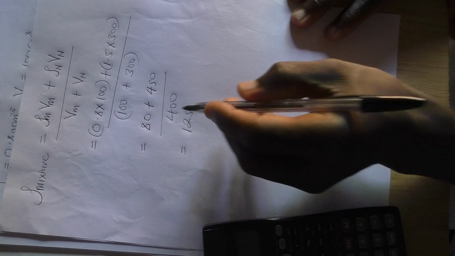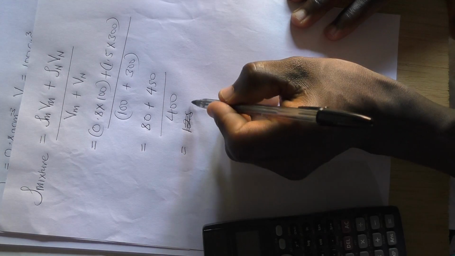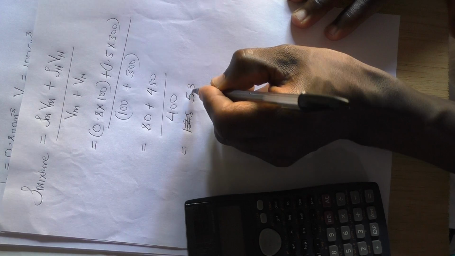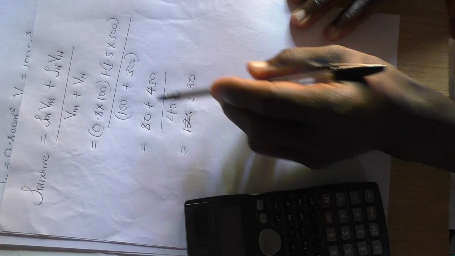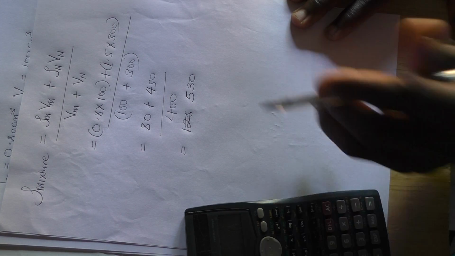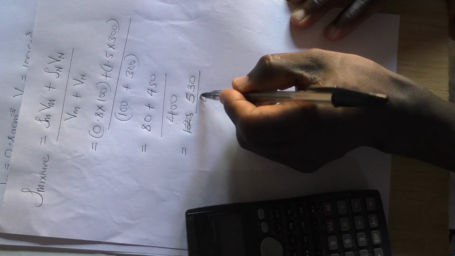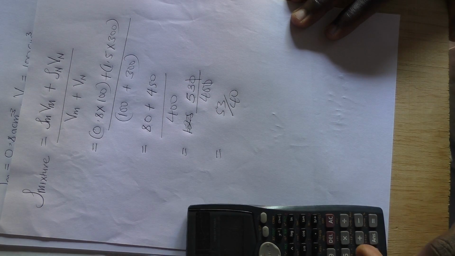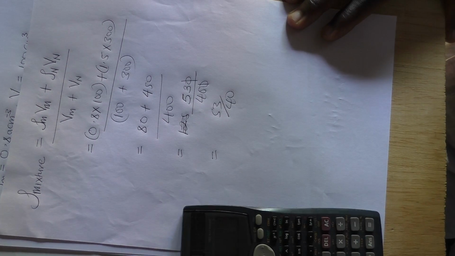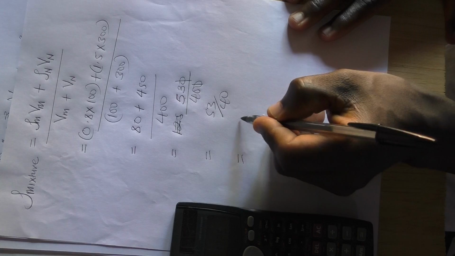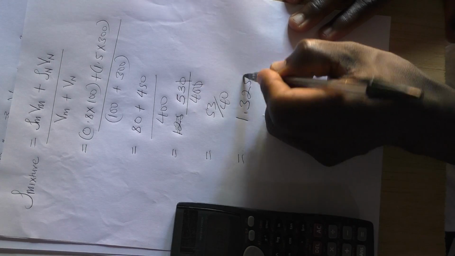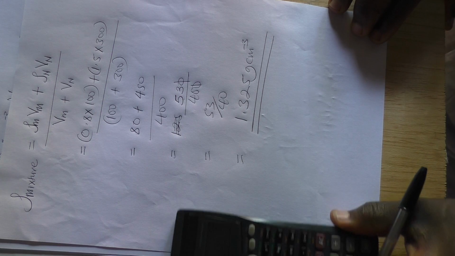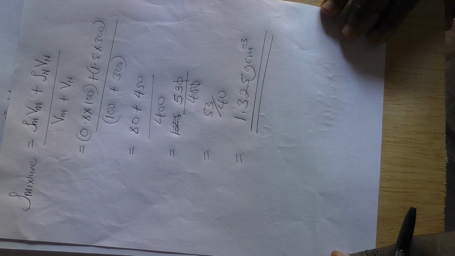this will be 300. This will be 530. That is 80 plus 450, 530 over 400. Hence giving us 53 over 40, which is 1.325, and this will be grams per cubic centimeter. So that is how we shall get the density of mixtures.